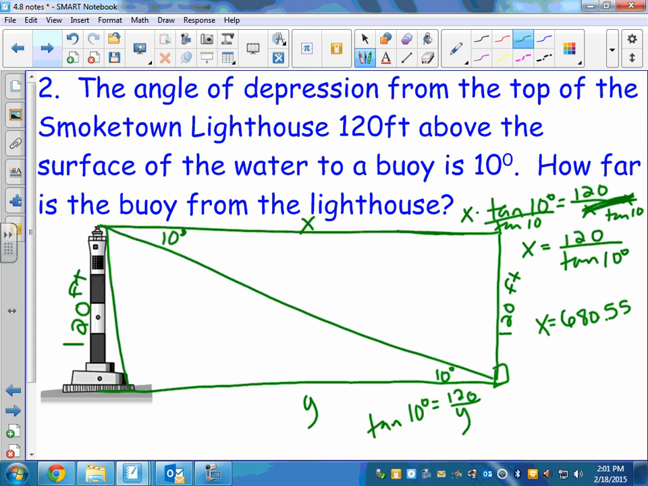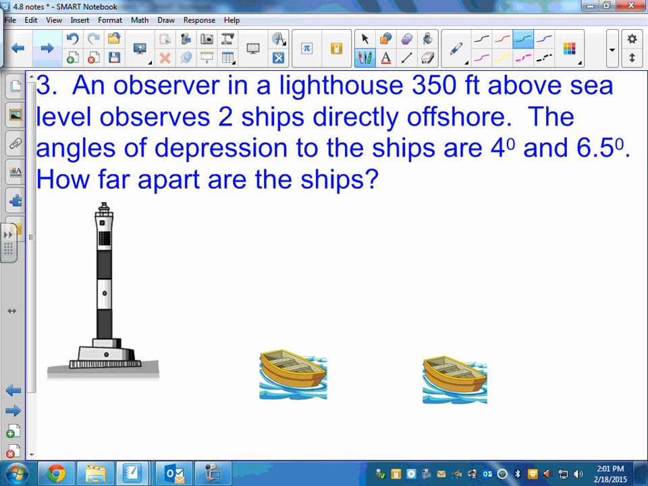Let's do another one. That was cute. This is about as difficult as it gets, okay? I think, which isn't very difficult. An observer in a lighthouse, 350 feet above the sea level, observes two ships.